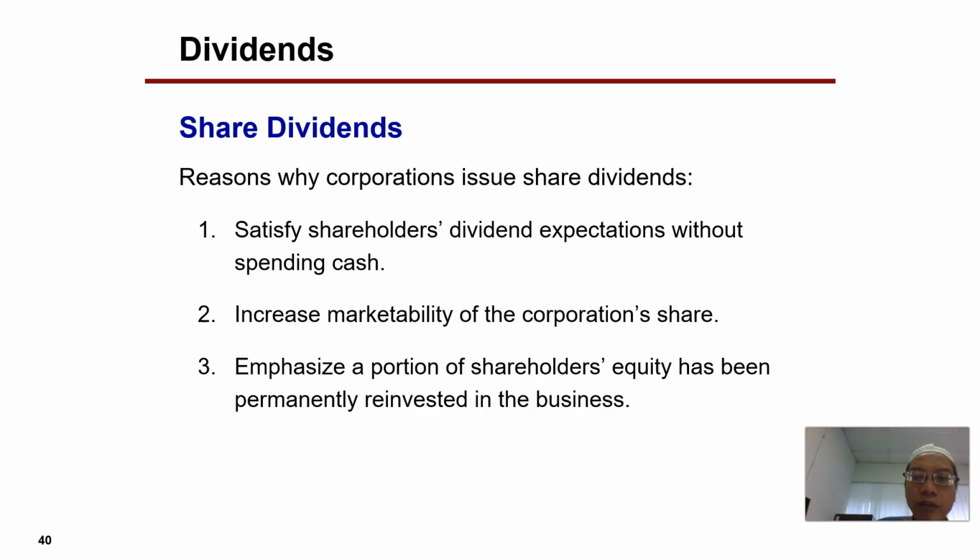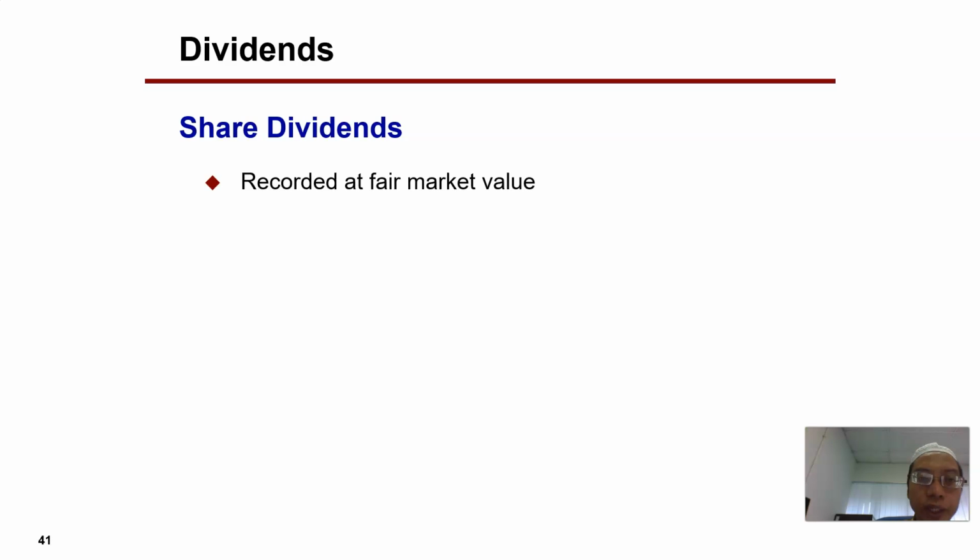So if they give out cash, then they have less money to run the business. But in order for them to retain that money, but still to satisfy the shareholders' dividend expectation, then they may give out share dividends, but practically they are not giving out any cash which they could use for running the business. So share dividends is recorded at fair market value.